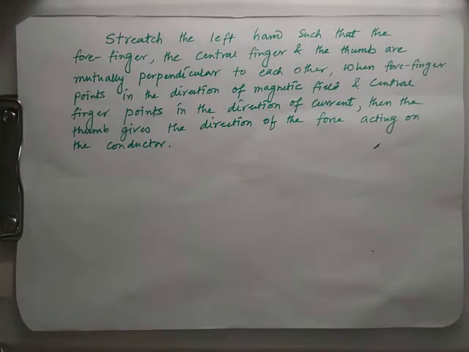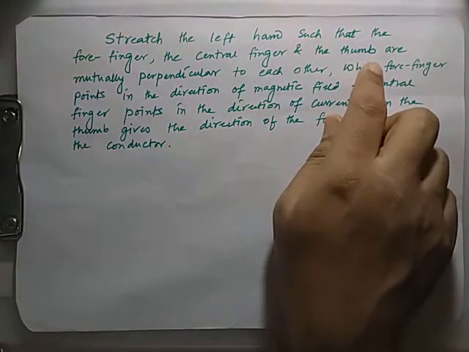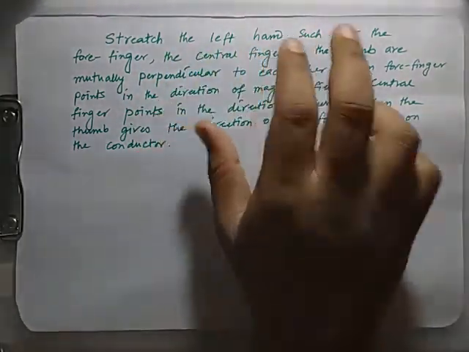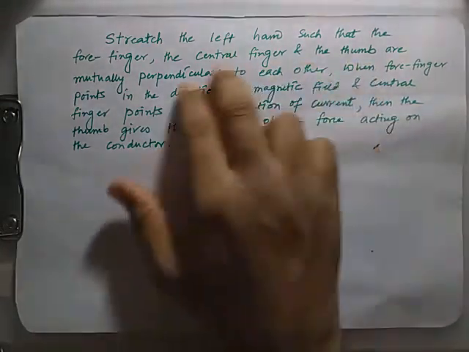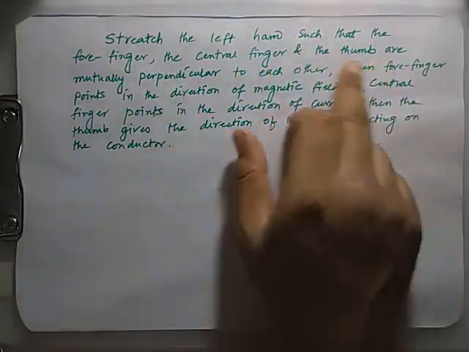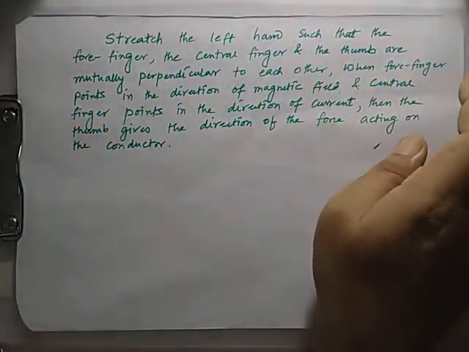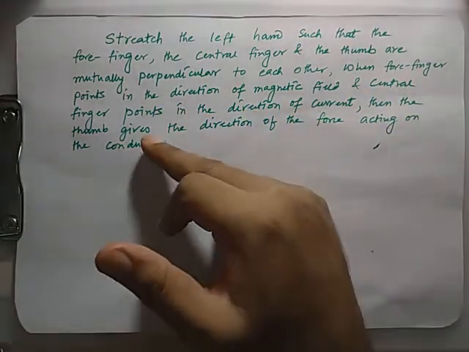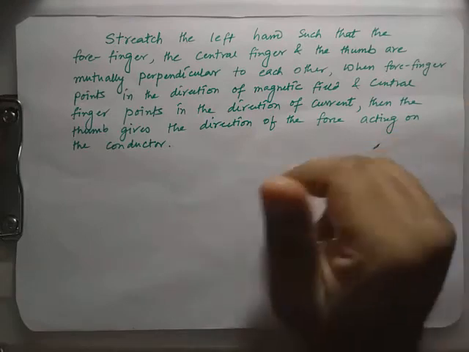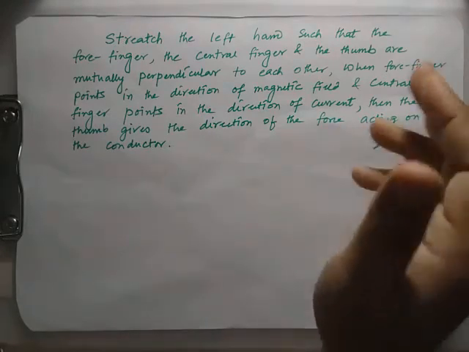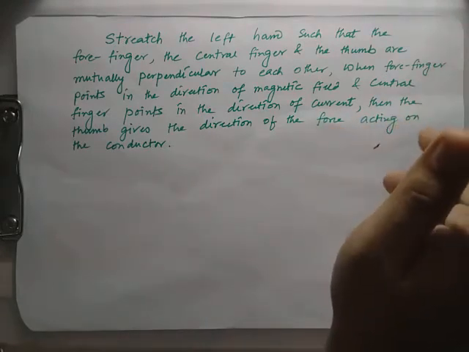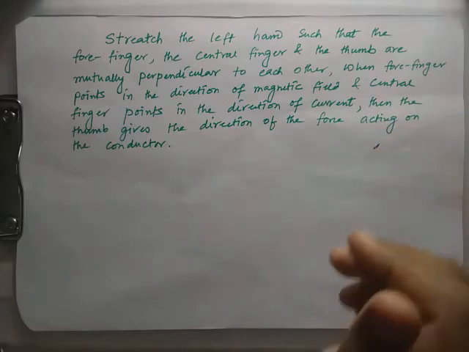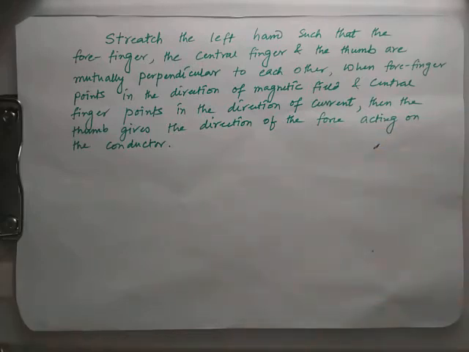So you understand, stretch the left hand, you have to use the left hand, don't use the right hand. Right hand rule is different. The forefinger, the central finger and the thumb are mutually perpendicular to each other. When the forefinger points the direction of the magnetic field and the central finger points the direction of the current, then the thumb gives the direction of the force acting on the conductor. This is Fleming's left hand rule.